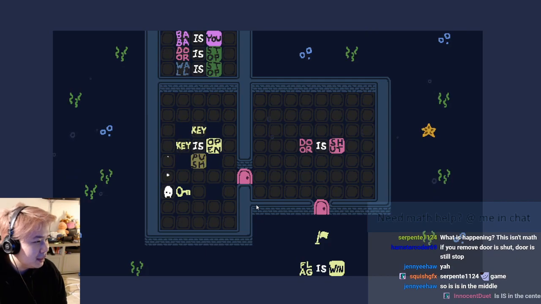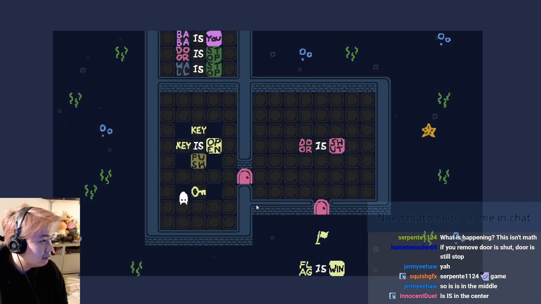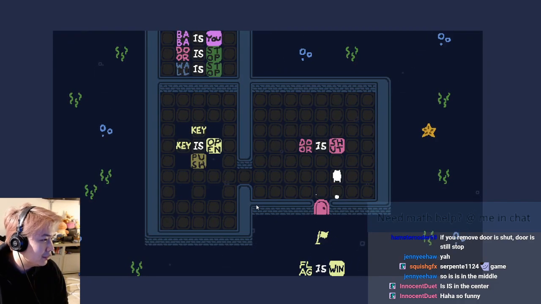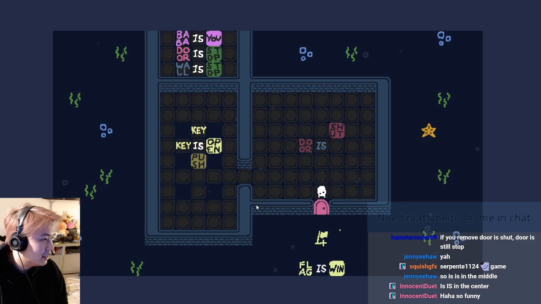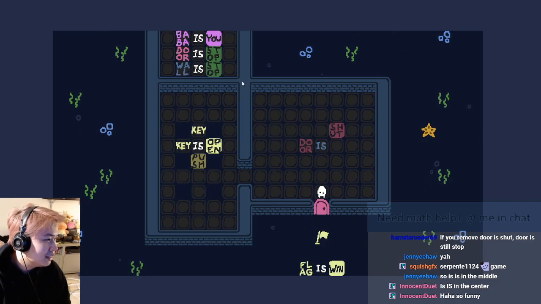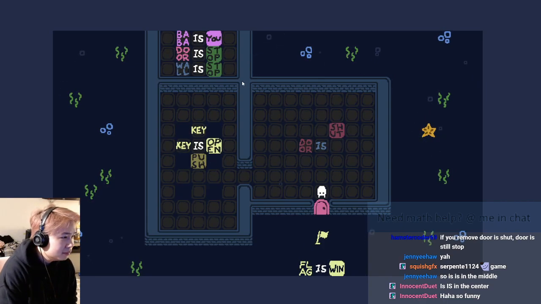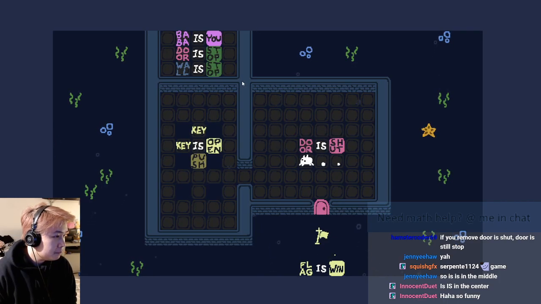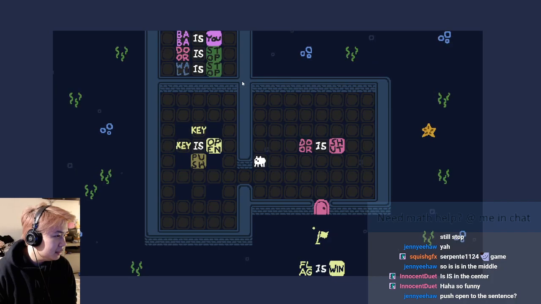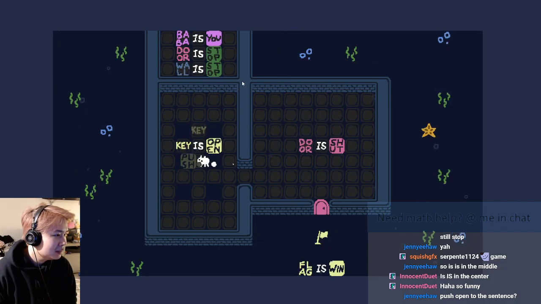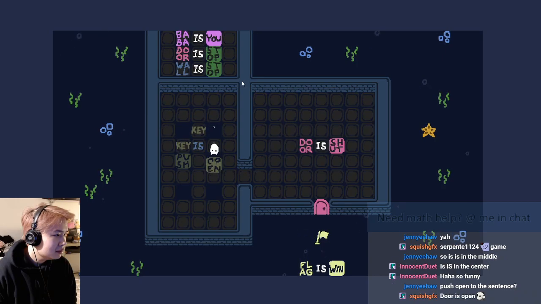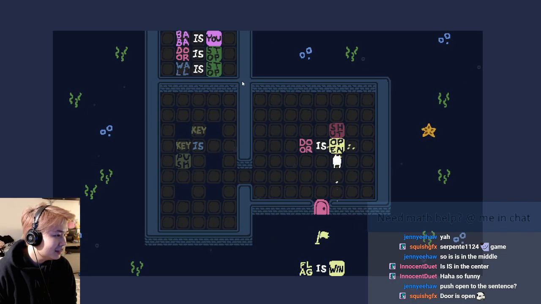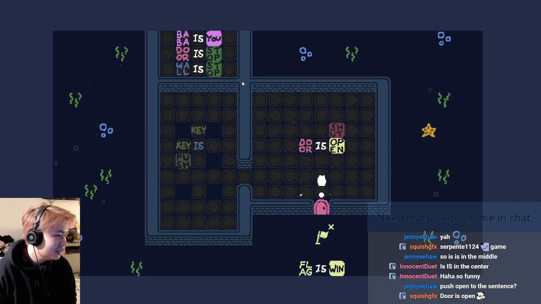So now the key is pushed and the key is open. And then now I'm here. So now the door is shut, so I can't go through. But if I break the sentence, the door is no longer shut, but the door is stopped. So that's another issue. Let's see if I can make the doors open. Does that do anything if I make the doors open? Nope, the door does not let me through.